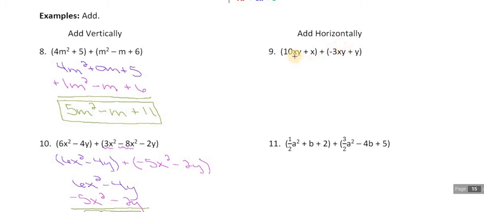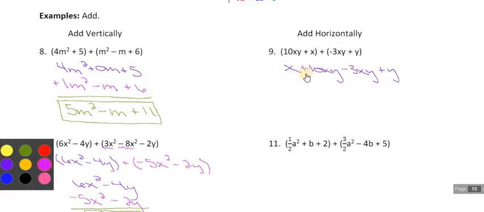So I've got 10xy plus x plus negative 3xy plus y. So I'm going to start, and I'm just going to rearrange here. I'm going to put the plain old x in the front. And then I'm going to put my xy terms in the middle. So I'm going to put, this is technically a positive, so plus 10xy. And then a minus 3xy. And then we've got plus y. So this is a more complex form of standard form when we're dealing with multiple variables.